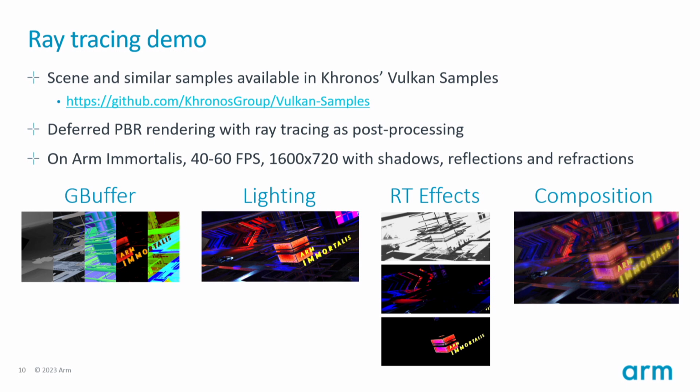With this pipeline, we can achieve around 40 frames per second on a mobile device with an Immortalis GPU, and we believe there is still room for optimizations. As I mentioned, this demo is using the Vulkan API, so now I will briefly introduce the Vulkan ray tracing extensions.